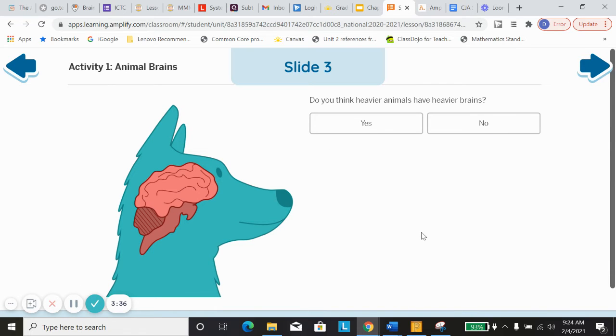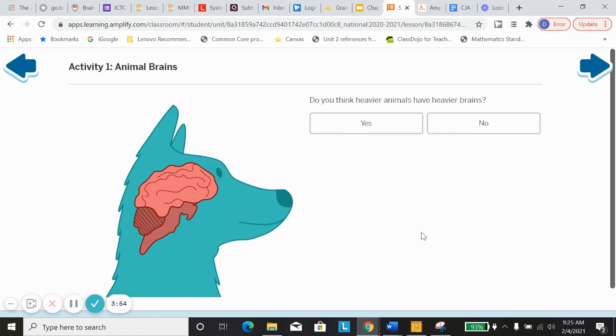Then we're going to start looking at some other science data, because again, data is for the environment, it's for grades, it's for sports, it's for all sorts of different things. So we're going to look at this question. This is a question that you can talk about with your group.